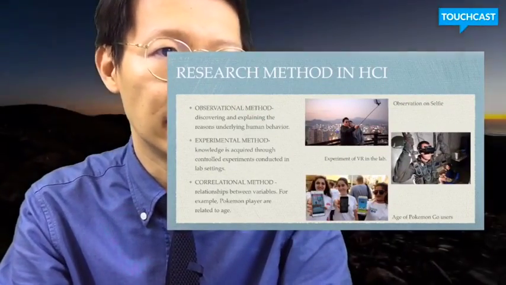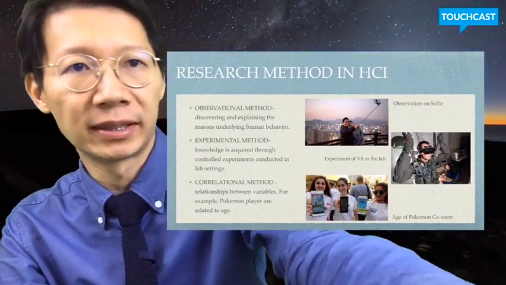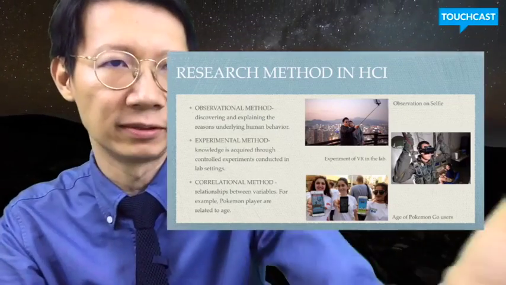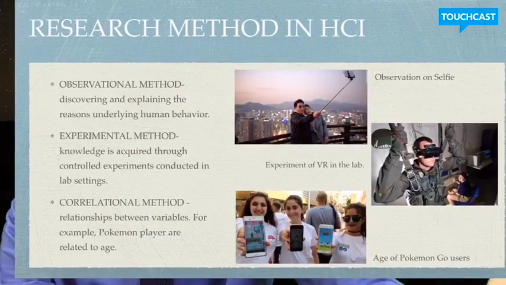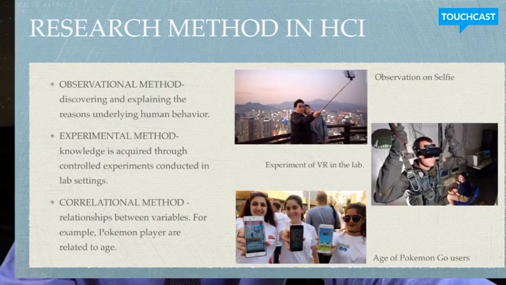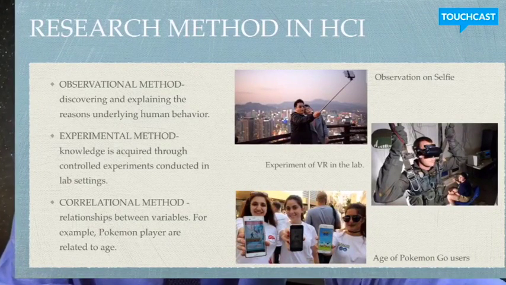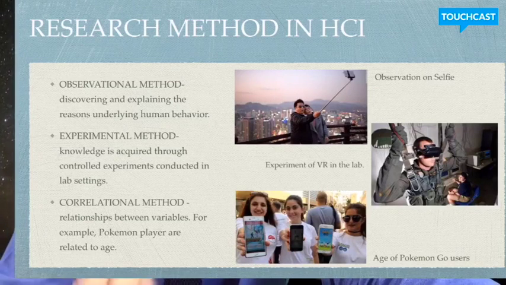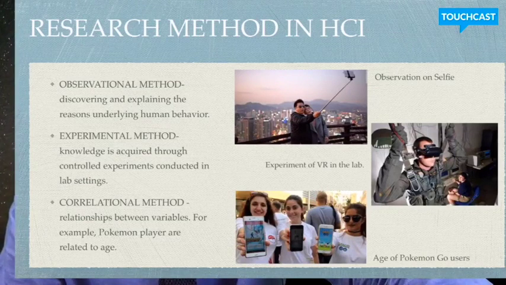Research methods in HCI include the observation method, like when you observe people taking selfies. The experimental method is where knowledge is acquired through a controlled experiment. The correlation method looks at the relationship between variables, for example Pokemon players and their age.